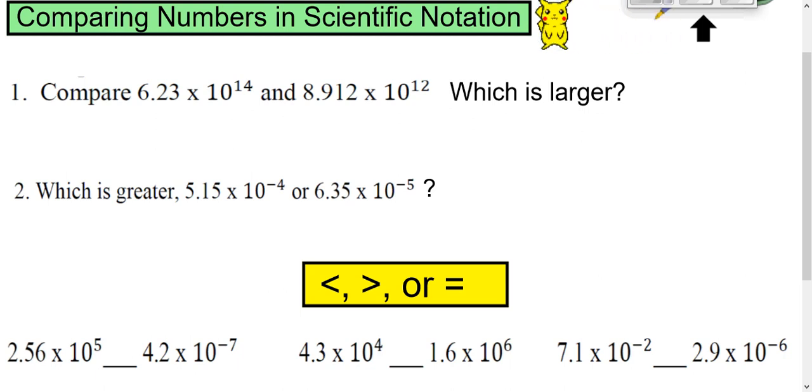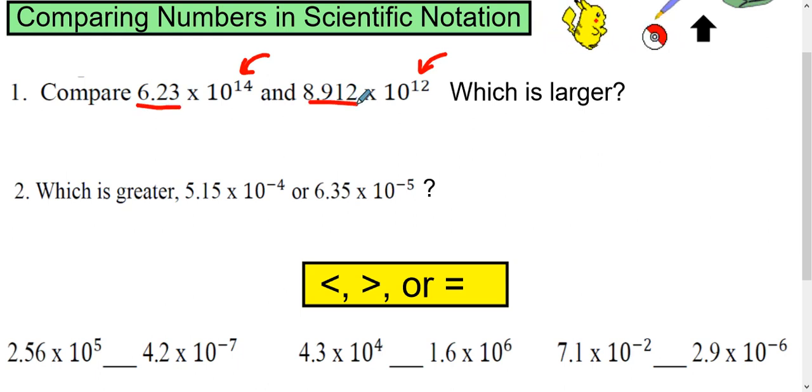One thing that I did want to say, and I didn't mention on the other page, is the exponents right here, you can just look at the exponents. You really don't have to write them in standard form. Obviously, 10 to the 14th is going to be larger than 10 to the 12th. Just watch out though, with this first number. Just make sure that the decimal is in the same spot, like 6.23 and 8.9.